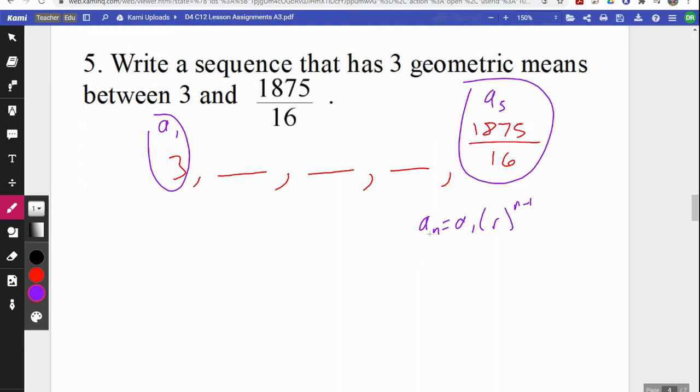we would have a sub 5 be this guy. This is 1875 over 16 equals 3, which is a sub 1. We don't know r. But I know that I use the 5th term, so n is 5. All right. Okay, that's 4 right away. R means we have to solve for r. Get r by itself. It has an exponent and it has a 3 out front. So let's divide by 3.